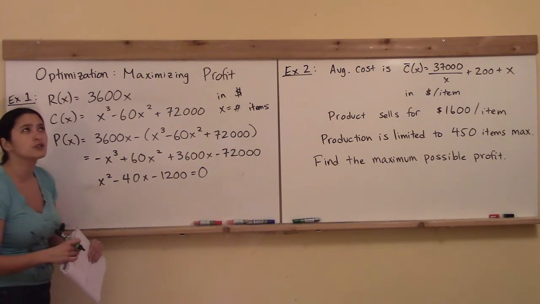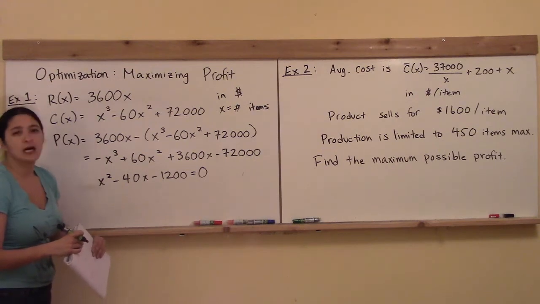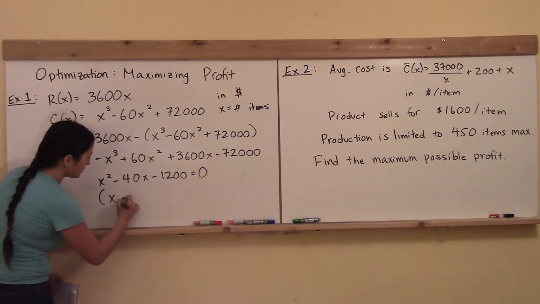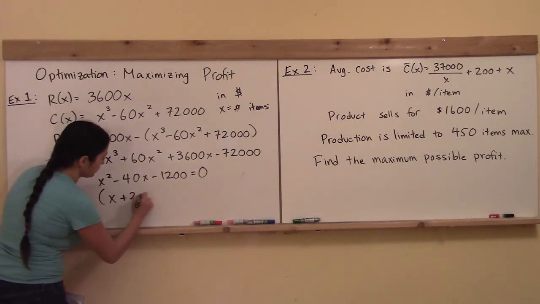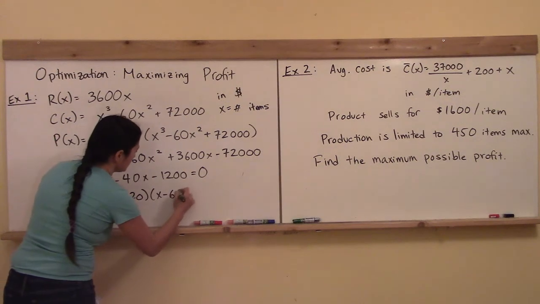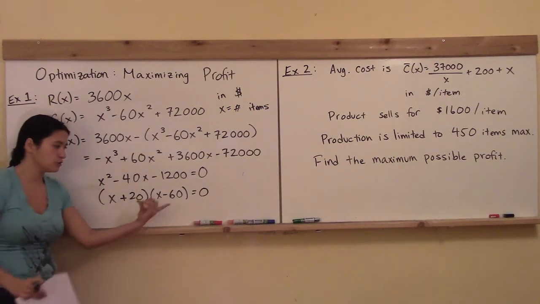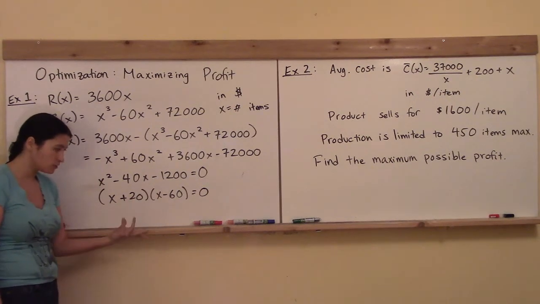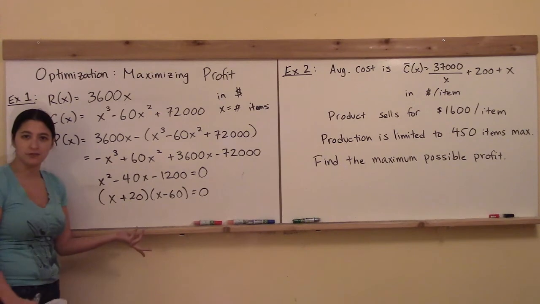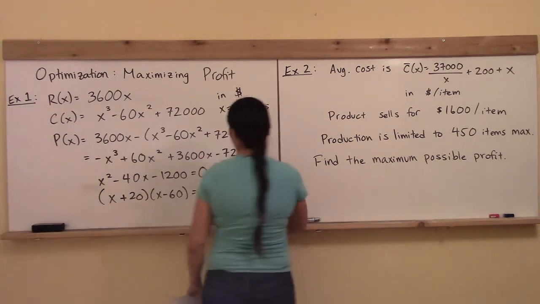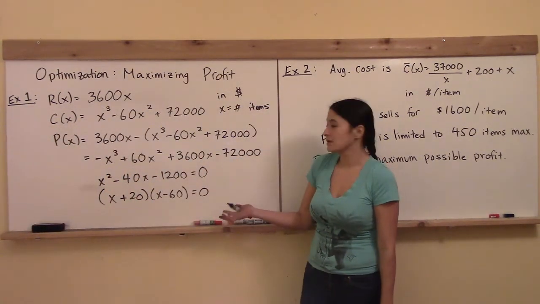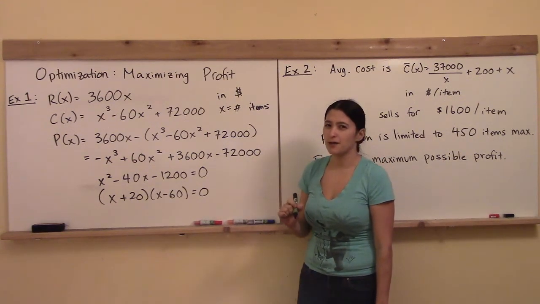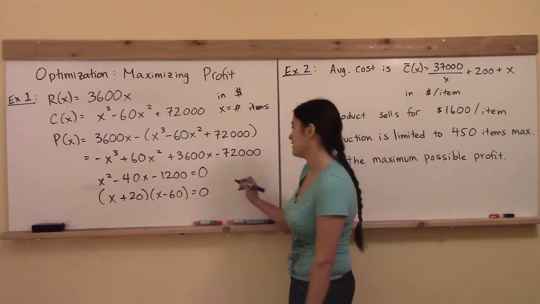Let's see, 1200. That's like 60 times 20, right? And 60 and 20 have a difference of 40. So it looks like I'm in luck because if I say x plus 20 times x minus 60, it looks like those two terms would add together to make minus 40 and multiply together to make minus 1200. And so it factors beautifully. Hooray! So I could get out of using the quadratic formula. But if you don't like factoring, go ahead and use it every time because the quadratic formula works every time, barring any typos. That's kind of the caveat there.